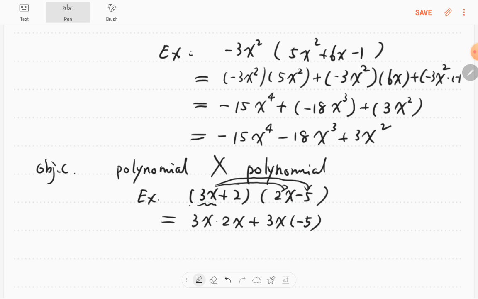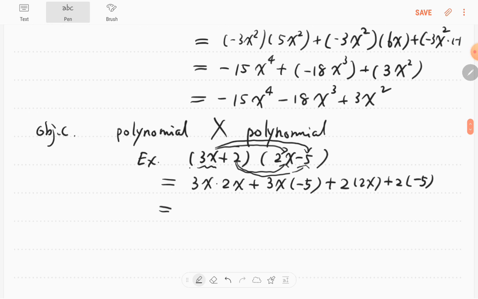So we finish the 3x part, then we move to 2. Okay, for the second term of the first polynomial, we still need to apply it to the 2x and apply it to the second term, negative 5. So plus 2 times 2x, that will be the first term, right? Then plus 2 times negative 5. So after that, we finish all of the parts.